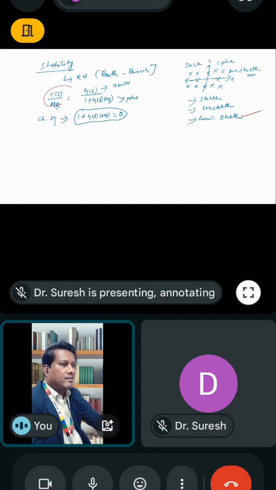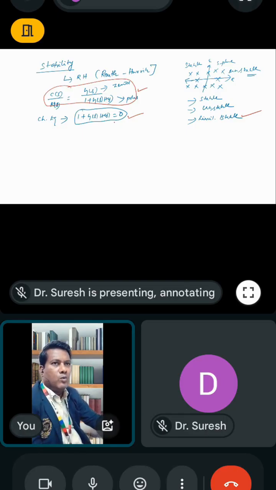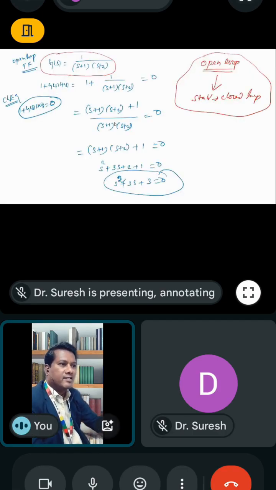So to use the RH method, we need the characteristic equation. How to find the characteristic equation? First write the transfer function of the closed loop system. Afterwards, equate the denominator to 0. 1 plus G(s)H(s) equal to 0, then it is called the characteristic equation.